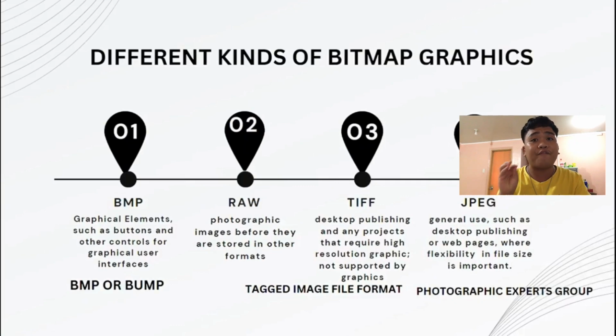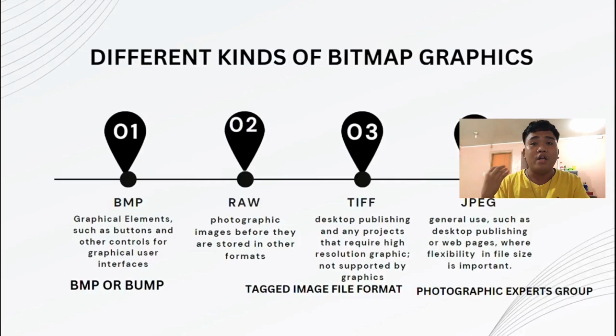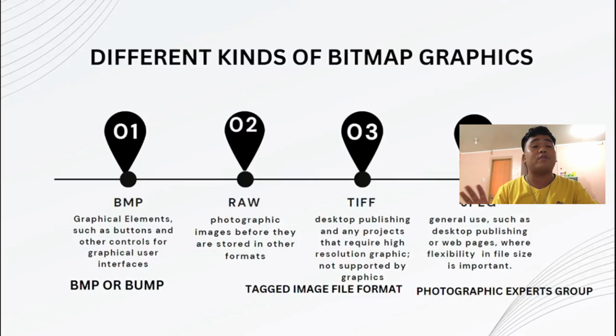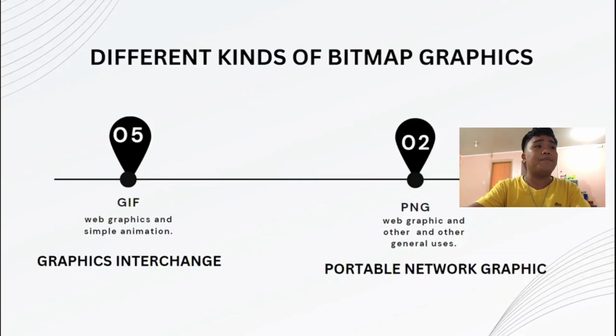Like web graphics, or photos from the internet. For example, if you download photos from the internet and want to save them, the file format you get is JPEG, right? If you notice, when you download a photo from the internet and transfer it to a folder on your PC or computer, it is JPEG, like pics.jpg, something like that. So next, the fifth one is GIF, web graphic and simple animation.